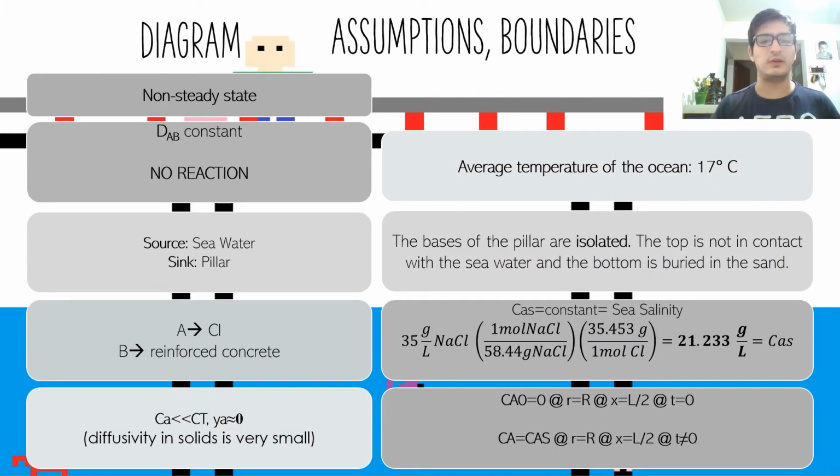Okay, so now the assumptions. We had to take into consideration many assumptions for our system. One of the most important is that the concentration at the surface is constant because it is in constant contact with the seawater, and the salinity is an average that remains the same. So the concentration of chlorine in contact with the surface will also be the same. Besides that, the bases of each pillar are isolated, so the top of the pillar is not in contact with the water, and the bottom is buried in the sand, so we can neglect those bases.